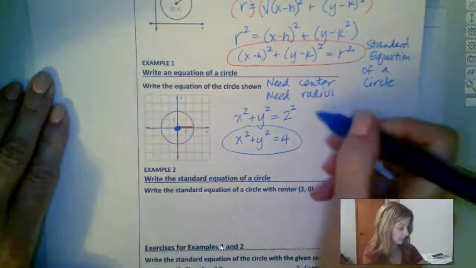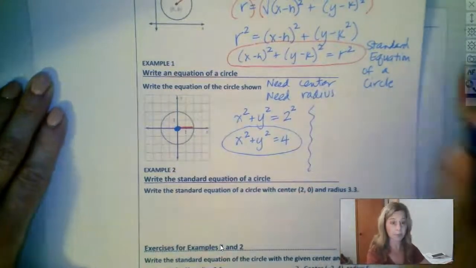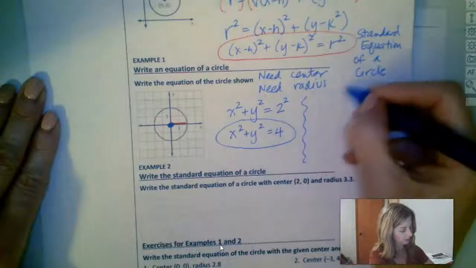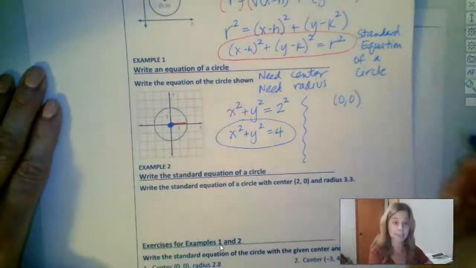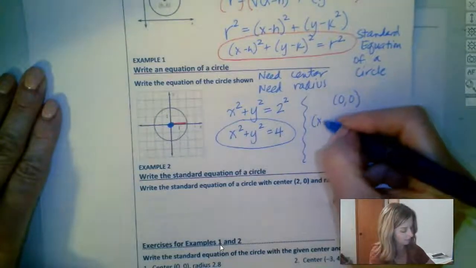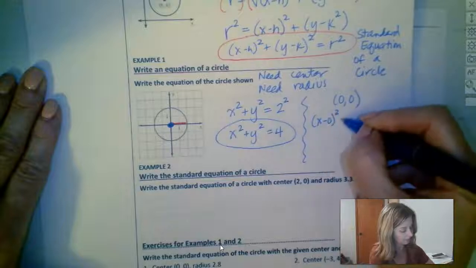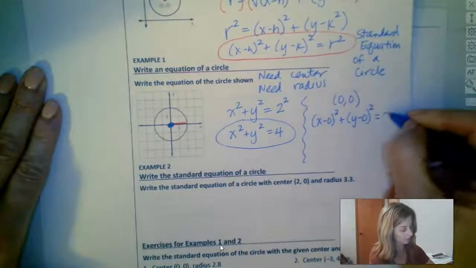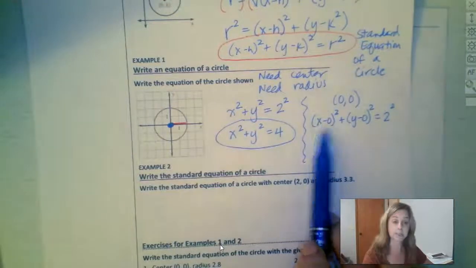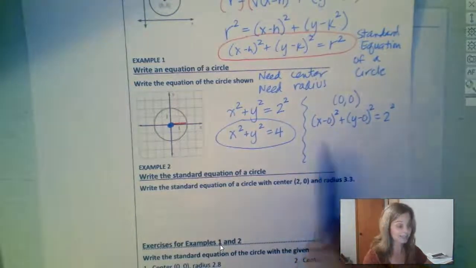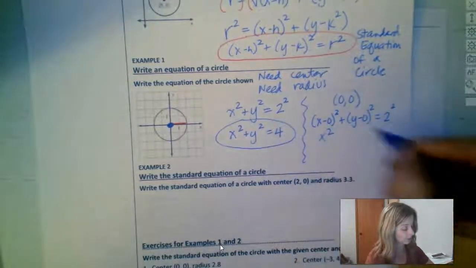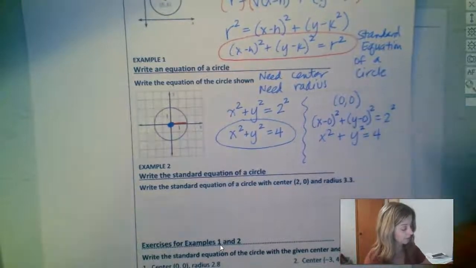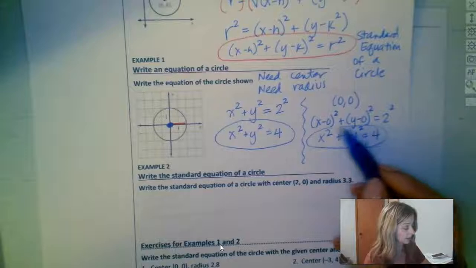Now let's say I use the standard equation. I'm still going to get this as my answer. So if I plug in 0, 0 as the center, I'm going to have x minus 0 squared plus y minus 0 squared equals 2 squared. And then again, x minus 0 is just x, which leaves me with x squared. Y minus 0 is just y, and then there's my 4. All right, so either way, you'll get to your answer.